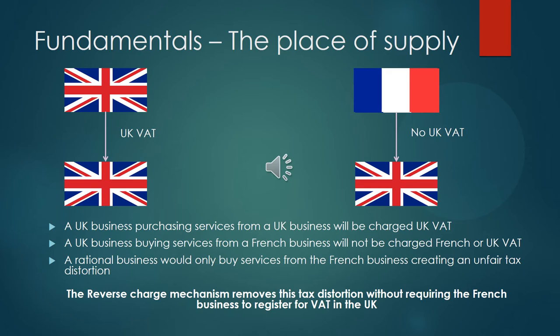Well, this is what the place of supply rules are determining. Who does the reverse charge? Who self-accounts for the VAT to equalize the tax? Well, the rule states that it is where the customer is established.